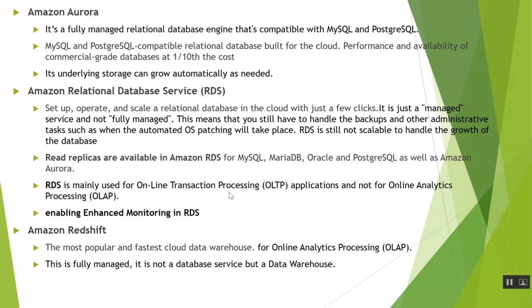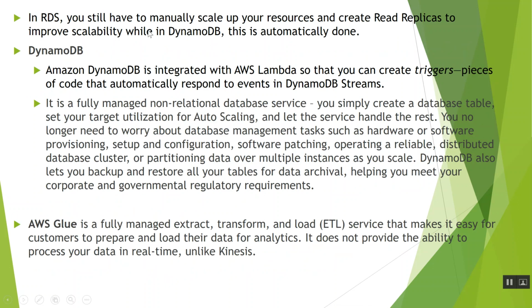We use RDS for online transaction processing. For online analytical processing, we use Amazon Redshift. This is for the warehouse. This is fully managed, but it's not a database service, it's a data warehouse service. In RDS, you still have to manually scale up your resources and create read replicas to improve scalability, while in DynamoDB, this is done automatically.